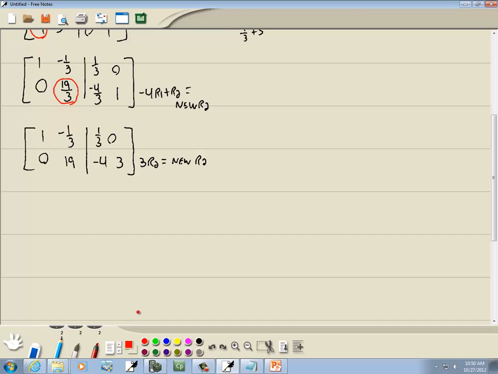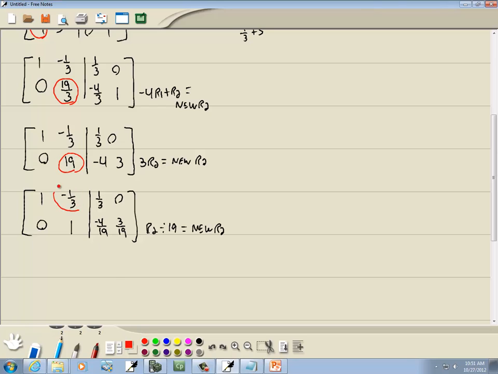Okay. We still want to get a 1 here. Well, now I can divide everything in that row by 19. So 1, negative 1 third, 1 third, 0. And I'll take row 2, divided by 19, gives us our new row 2. 0 divided by 19 is 0. 19 divided by 19 is 1. Negative 4 divided by 19 is negative 4 19ths. 3 divided by 19 is 3 19ths.